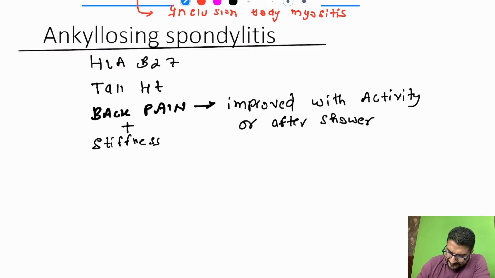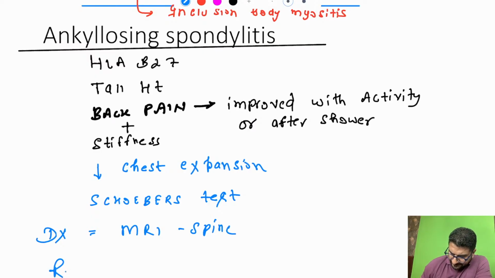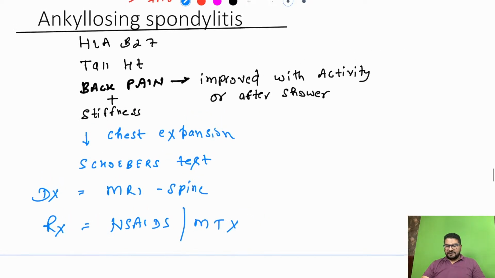Then there are some bedside tests which we do in this condition. The first test is diminished chest expansion. The patient will not be able to expand their chest as much. Then we can perform Schober's test. To make a diagnosis you will do MRI. You have to get an MRI of the spine. In treatment, we give NSAIDs for local pain relief. Then we can start MTX. MTX is methotrexate, and whenever we start methotrexate, we will always give folic acid supplementation. So this is about your ankylosing spondylitis.